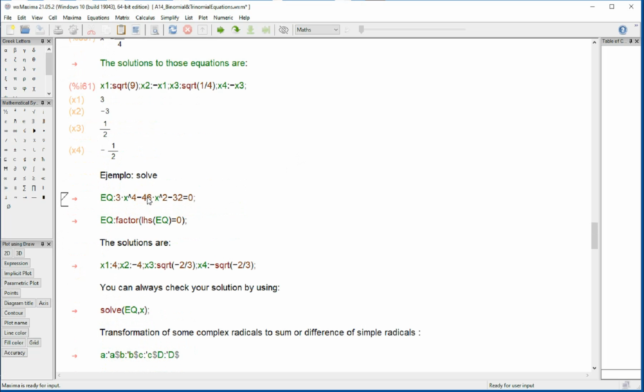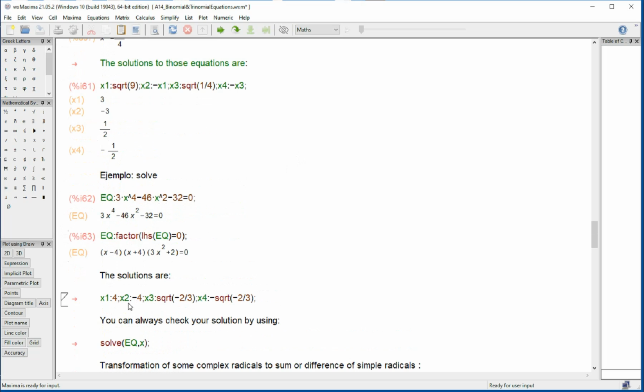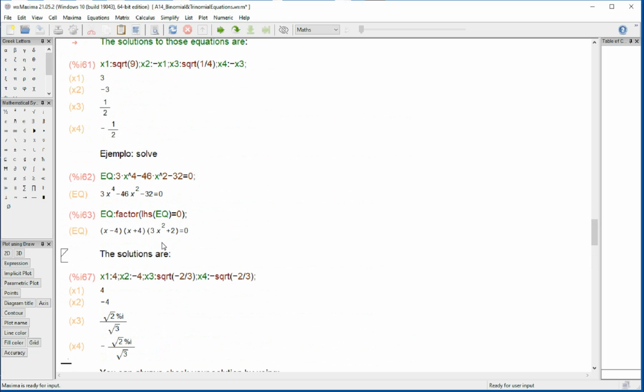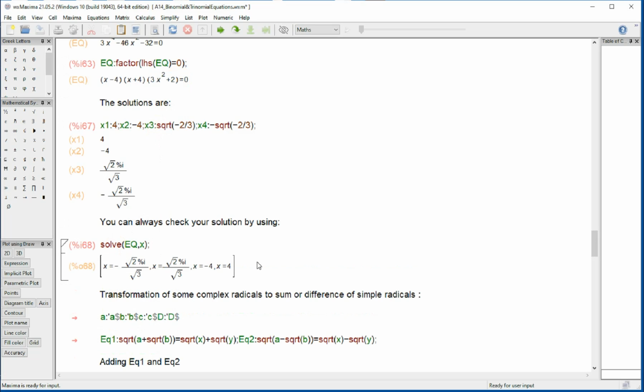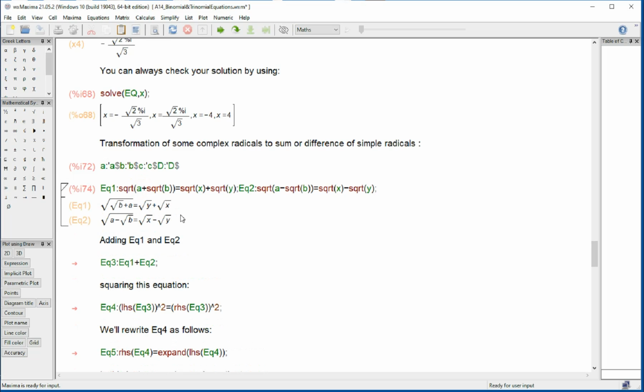Here's another example. We're going to factor the left hand side, and that immediately gives me my solutions 4 and minus 4. And then for here I can solve for x3, which will be the square root of minus 2/3, and the negative value of that. So that's the 4 roots right there. You can always check the solution by using solve equation, and I get the same results as before. Let's clear up again the values of a, b, c, and d, and we're going to try these equations.